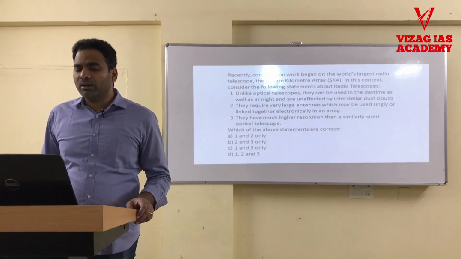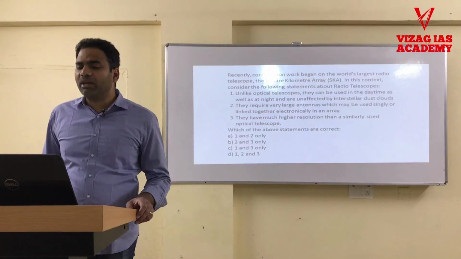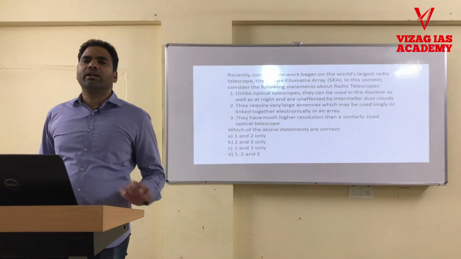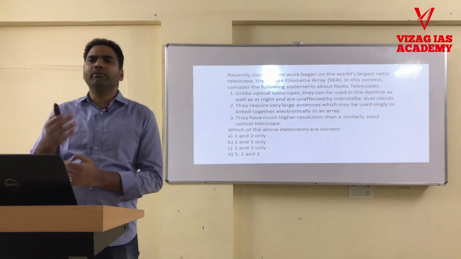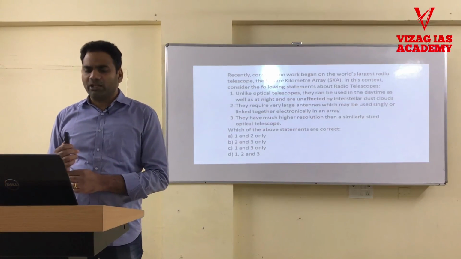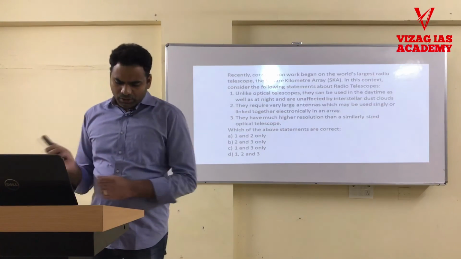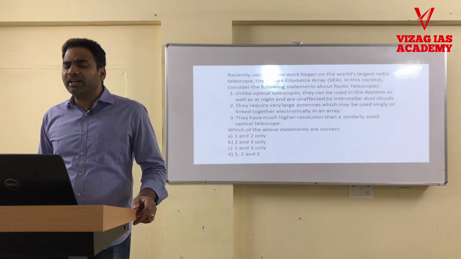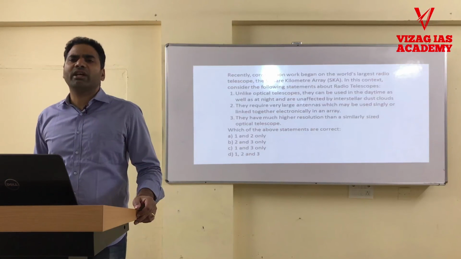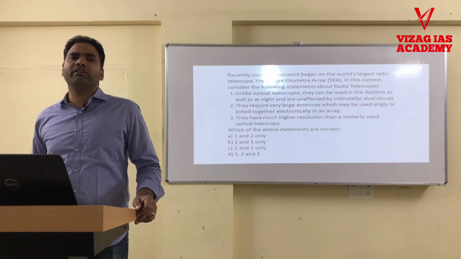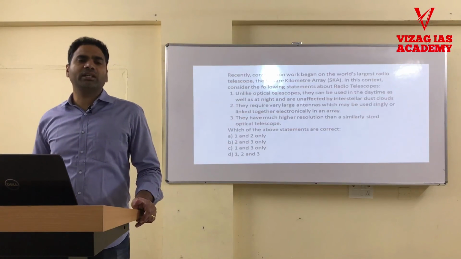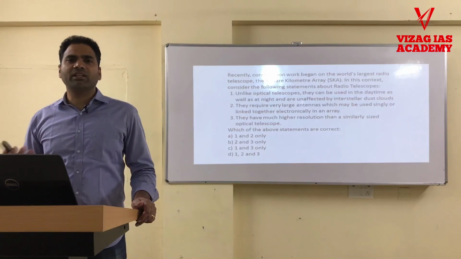Okay. Here, unlike optical telescopes, they can be used in the daytime as well as at night and are unaffected by interstellar dust clouds. Yes, dust clouds can stop light from coming or dim light, but they cannot stop radio waves. Okay. So, that is an advantage over optical telescopes. Next, they require very large antennas which may be used singly or linked together electronically in an array. Yes. Radio waves coming from heavenly bodies are very weak signals. For that they go for huge antennas in arrays, not just one but many. We will see why they use many.